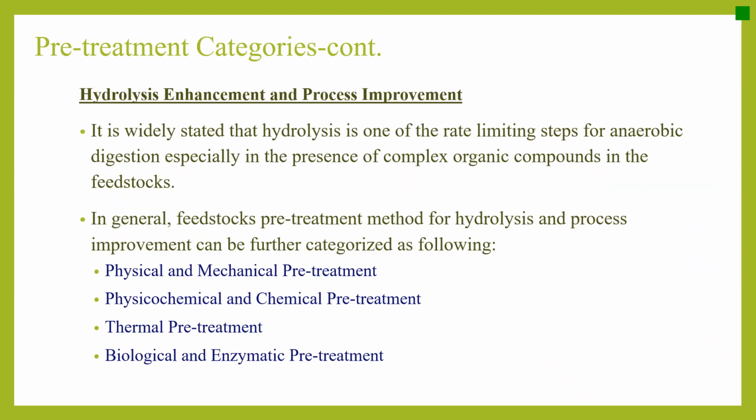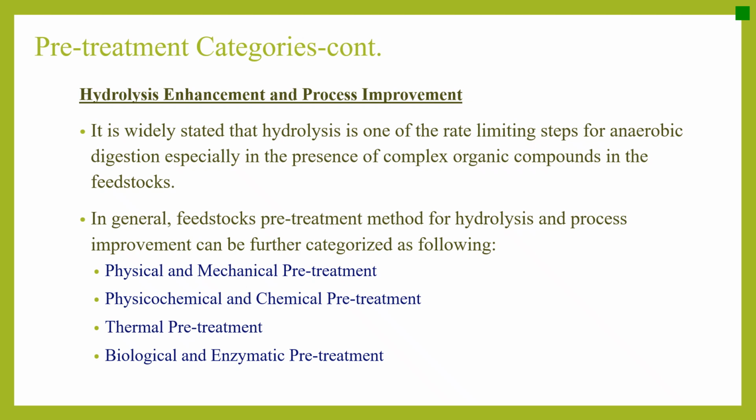Let's move to the third and last pretreatment category, that is hydrolysis enhancement and process improvement. It is widely stated that hydrolysis is one of the rate limiting steps for anaerobic digestion, especially in the presence of complex organic compounds in the feedstock. In general, feedstock pretreatment methods for hydrolysis and process improvement can be further categorized as follows: physical and mechanical pretreatment, physicochemical and chemical pretreatment, thermal pretreatment, and biological and enzymatic pretreatment.